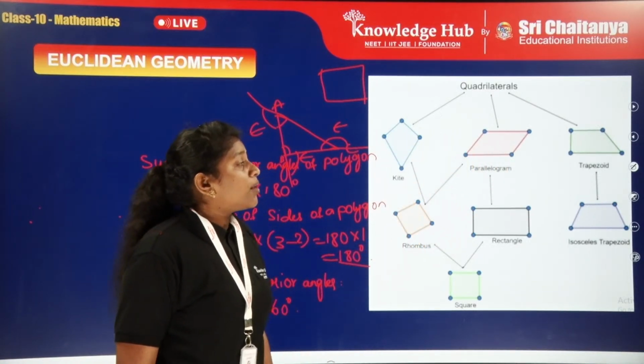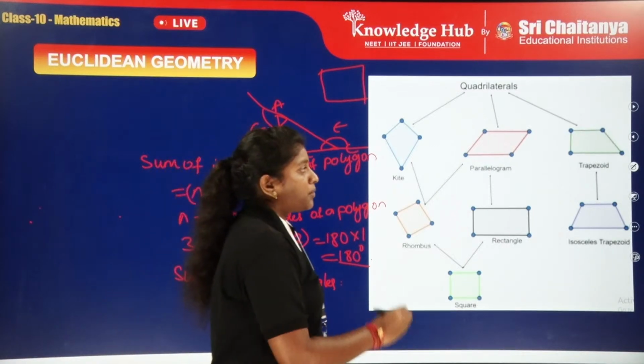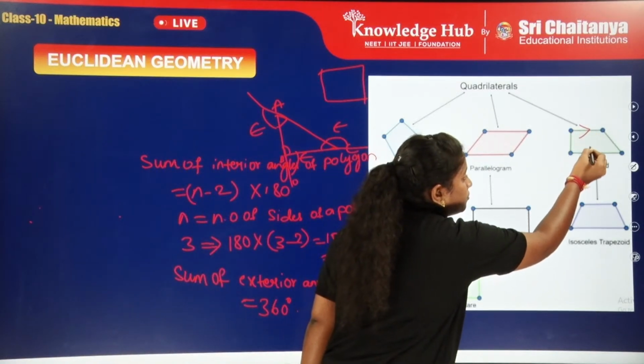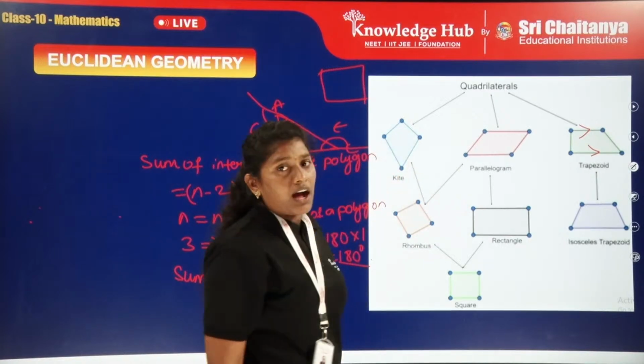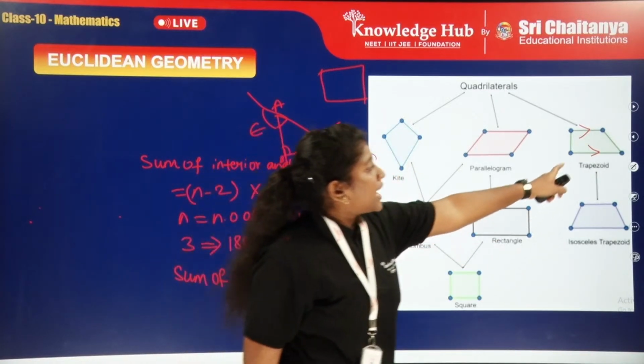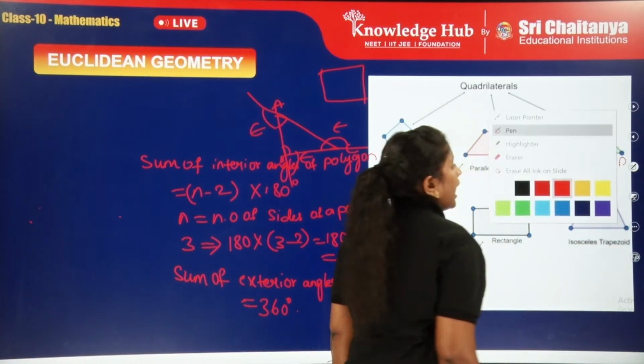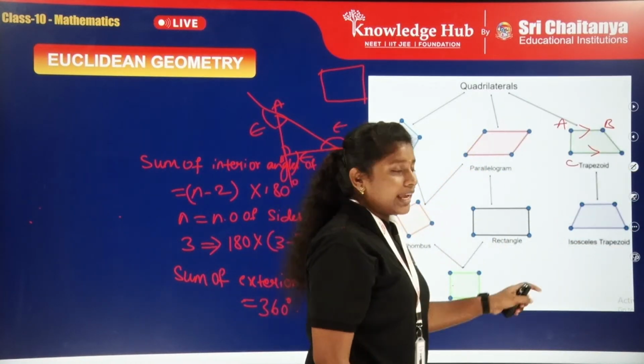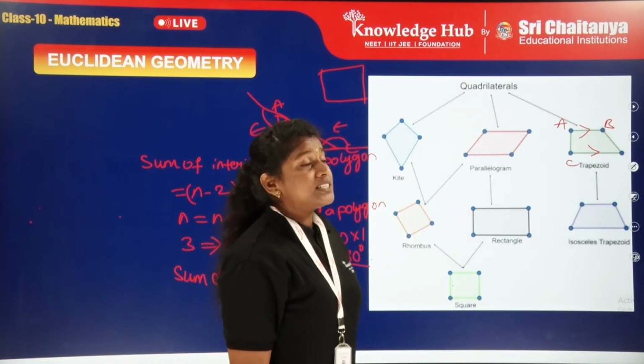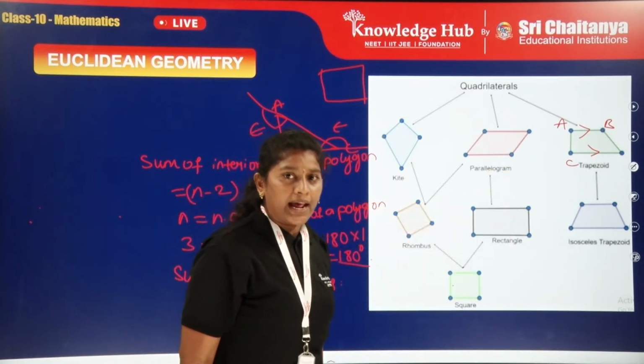Coming to the trapezium, if you observe, one pair of sides of the quadrilateral is parallel. Just consider you have A, B, C and D, and your side AB is parallel to CD. That means we have one pair of sides that are parallel.